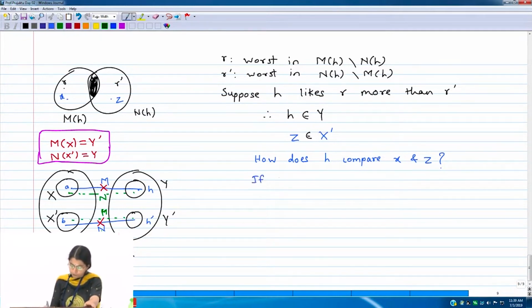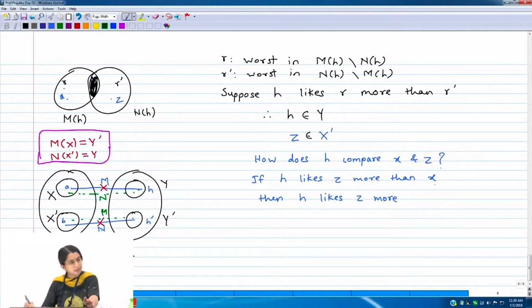Right? So if H likes Z more than X, but then R is the worst one here. So if H likes Z more than X, H also likes Z more than R, because R is the worst one and certainly R is less liked than X. R is the worst resident that H likes here. X may be better than that and Z is an even better one. Correct. But then H and Z block M.